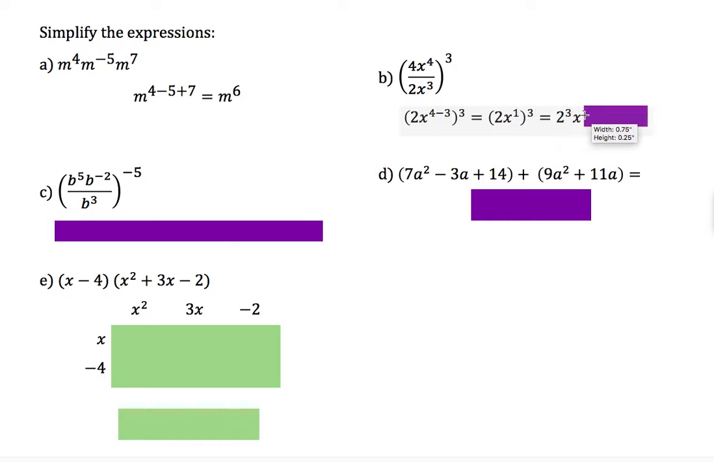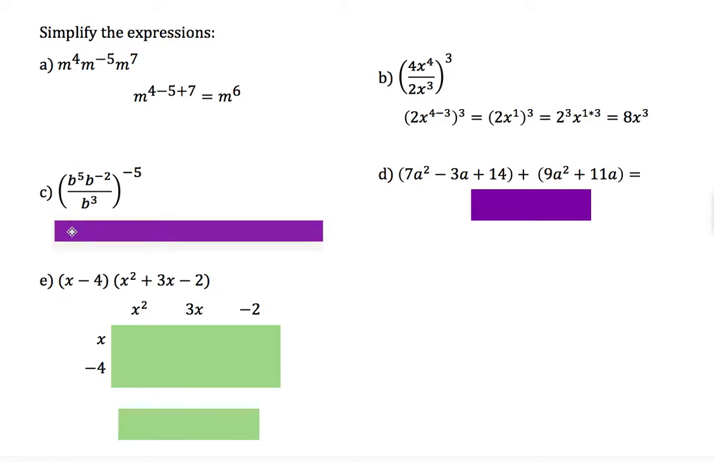And so we'll have 2 to the 3rd power times x to the 1 times 3, because my exponent is 1 here. And when I have an exponent raised to another exponent, I multiply those two exponents together. And so we have 2 to the 3rd power is 8. And x raised to the 1 times 3 power is just x cubed. All right, same thing for c. You have to simplify what's in parentheses first.